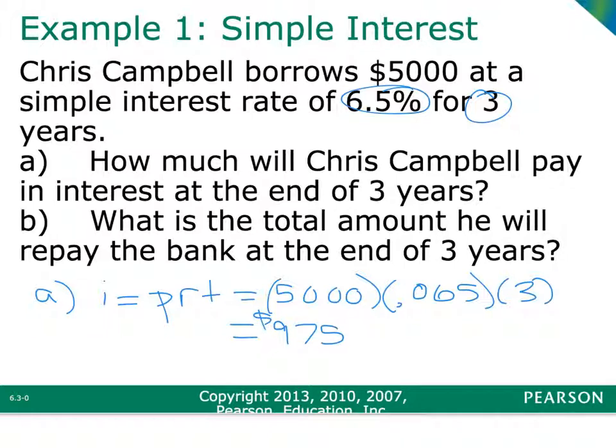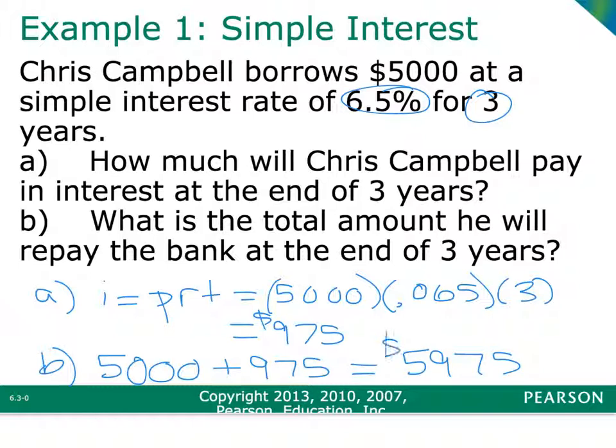For part B, they said, what is the total amount he will repay the bank at the end of 3 years? Okay, well, at the end of 3 years, he is going to need to pay the $5,000 that he originally borrowed, plus the $975 in interest. So he'll need to write them a check for $5,975.